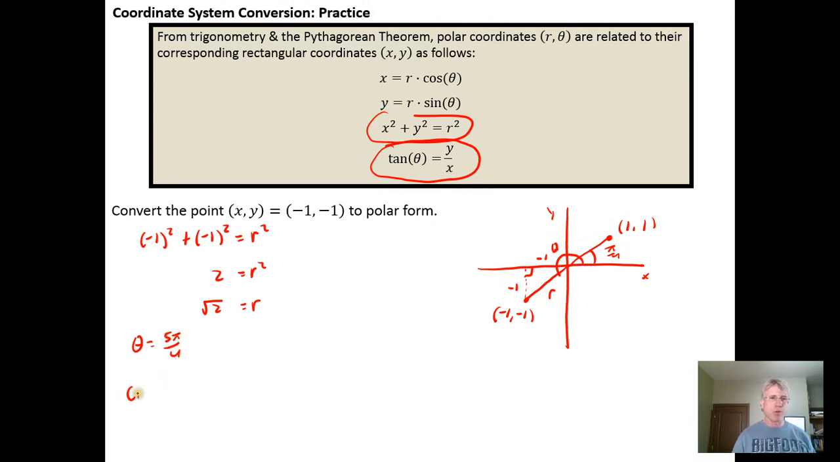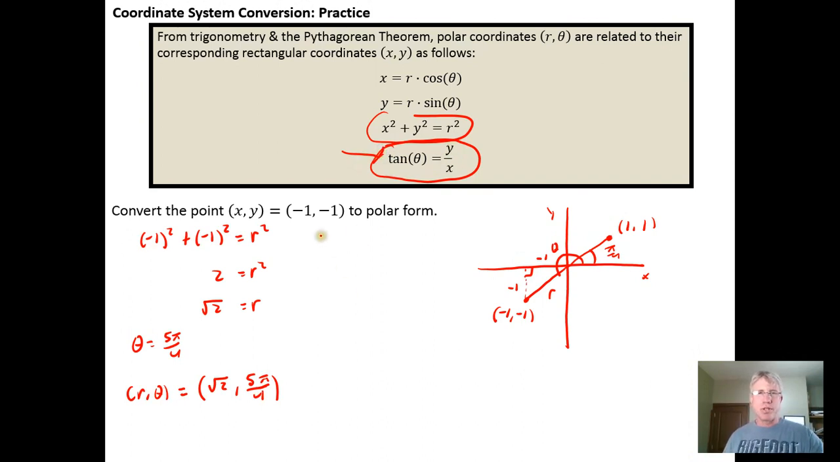So one polar representation. There's infinitely many ways to describe theta, but one clean representation is, hey, the radius is the square root of 2, and the angle is 5 pi over 4. And the issue is if it's not a special angle, or we don't recognize that it's a special angle, we're going to need to use the tangent of theta equals y over x.